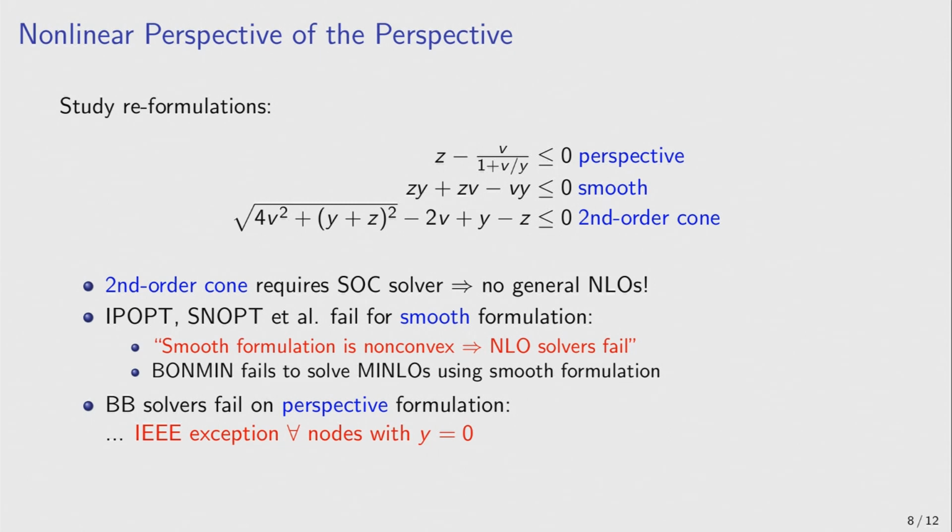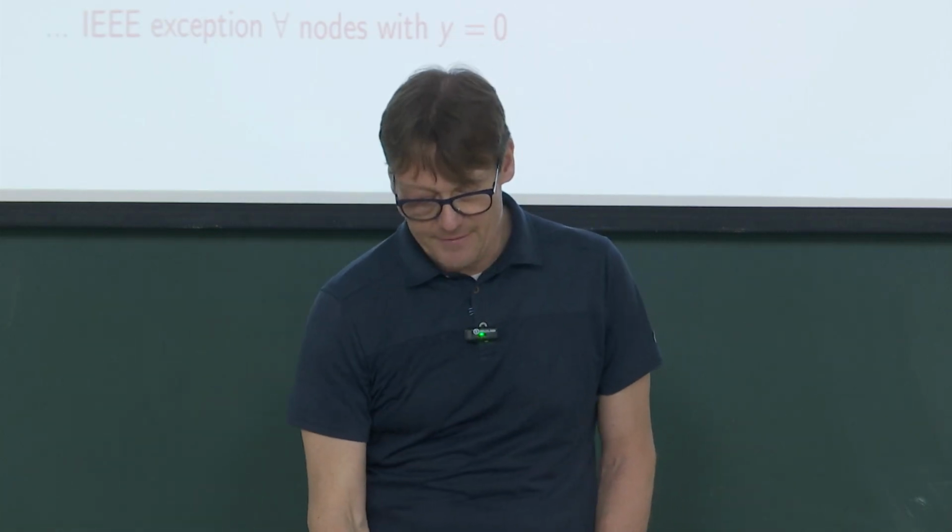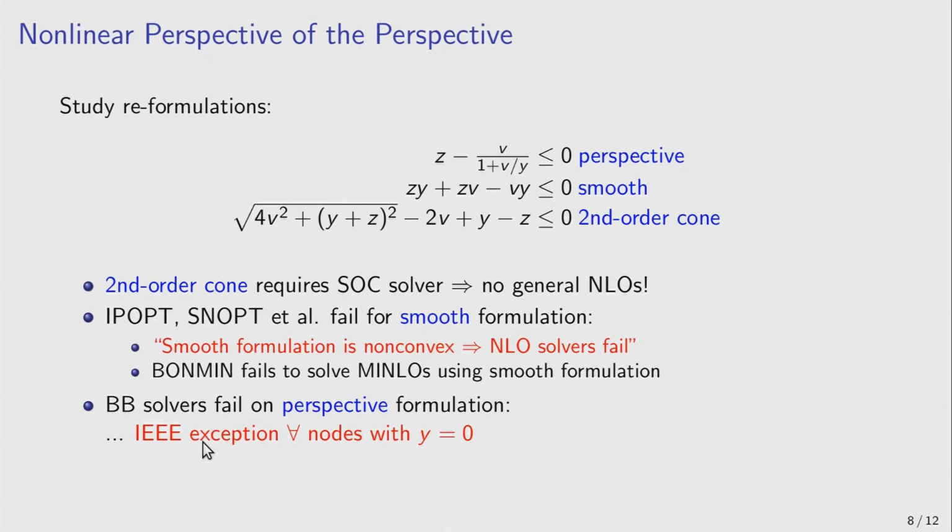The nonlinear optimization solvers fail because you can show that this formulation here violates a constraint qualification. And so the solvers will converge slowly there. And I'll give you an example in a moment. A branch and bound solver will also fail on this perspective formulation on any node for which you set this function equal to 0. So whenever you branch and expect your nonlinear solver to solve the problem, it will just complain that it cannot evaluate the function and throw an IEEE exception.